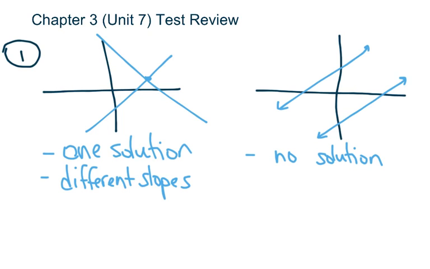Algebraically, we would know that 2 equations result in no solution because they have the same slope and different y-intercepts. Let's change that. Different y-intercepts.